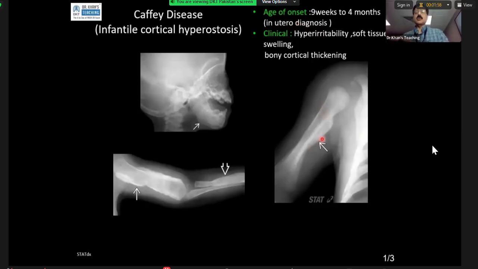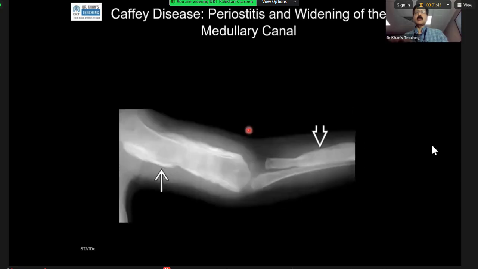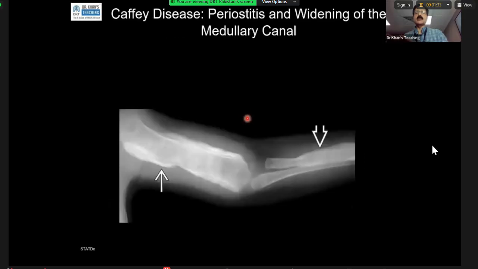And this is classical diaphyseal, and this is mandible. So these are from StatDx, from other examples. This is, I think, the same example with mandible, 1 month. This is 1 month old. You see, 1 month old. Caffey's disease. This is from StatDx. And this one again, diaphyseal.